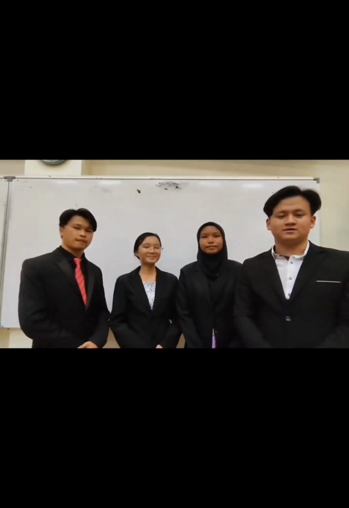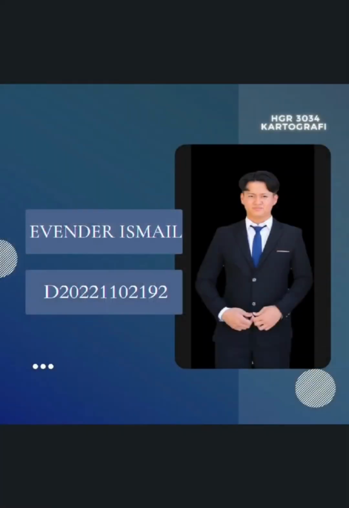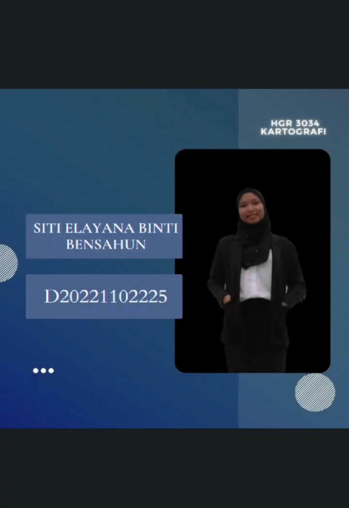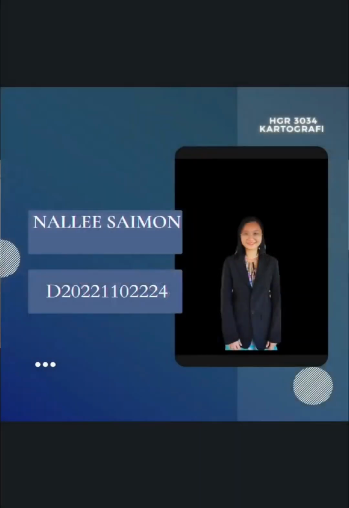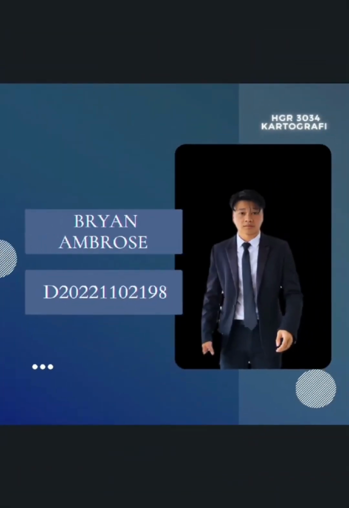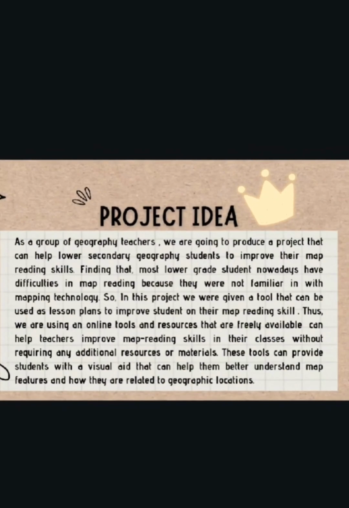Before we start, let us introduce ourselves first. My name is Ivan Ismail with matrix number D202211029192. And I am Siti Elayana binti Ben Sahun with matrix number D202211022225. Next, my name is Nelly Simon, matrix number D202211022224. And I'm Brian Ambrose, D202211022198.